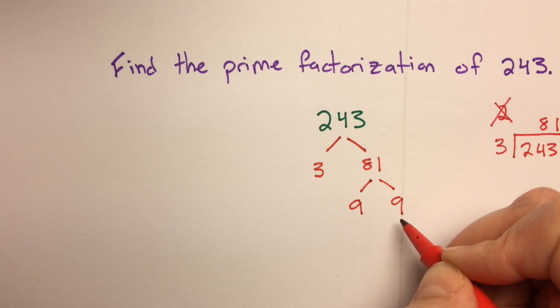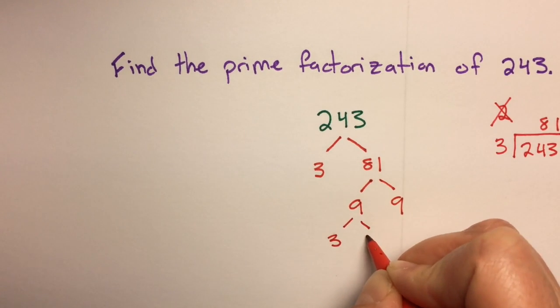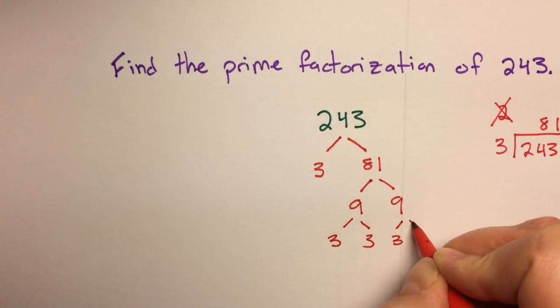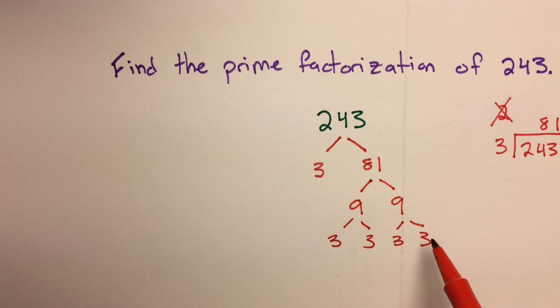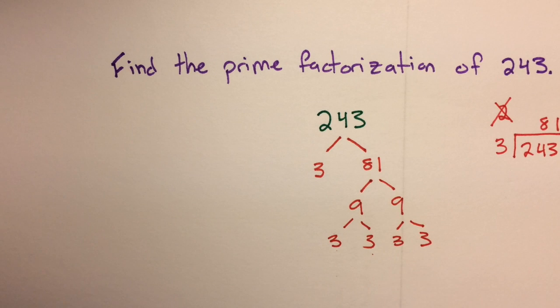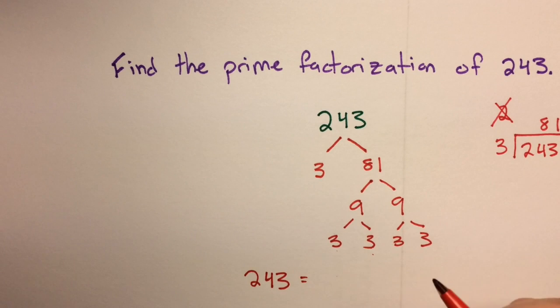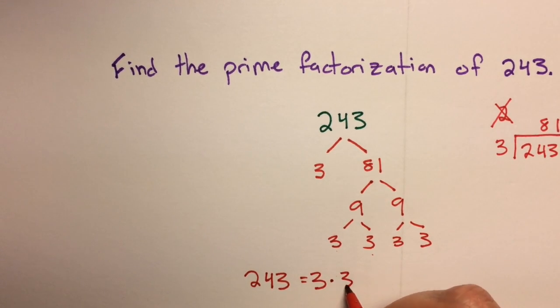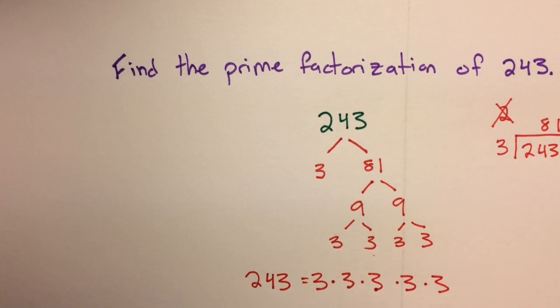Now, each of these 9s, they're not prime, but each 9 is 3 times 3, and 3 is prime. So now I've gotten all of the ends of my factor tree are prime numbers, so I can count up what I've got left. 1, 2, 3, 4, 5. Looks like all I ended up with was 3s. So I can say 243 is 3 times 3 times 3 times 3 times 3, or I might say that it is 3 to the 5th. Either one of those would be fine.